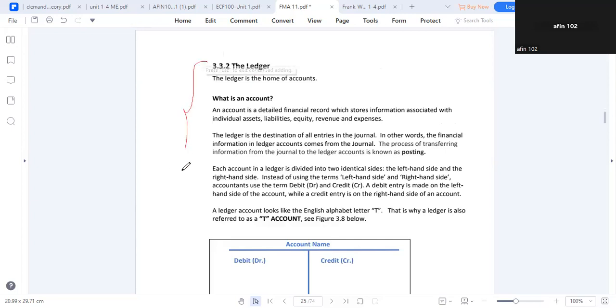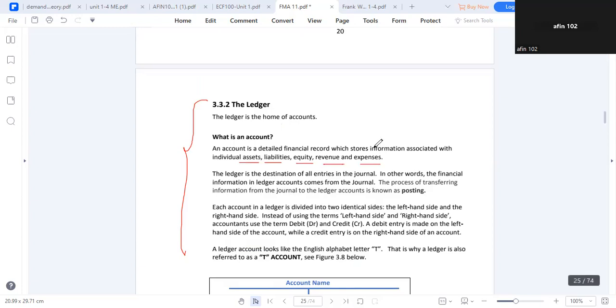So, like I said, a ledger is a book or a home of accounts. So we're going to look at the T account. And an account is simply a detailed financial record which stores information associated with assets, liabilities, equity, revenue, and what? Expenses. So we're going to learn of a term called PERLS.